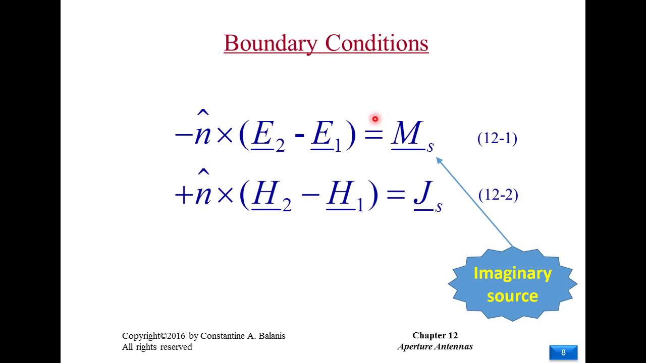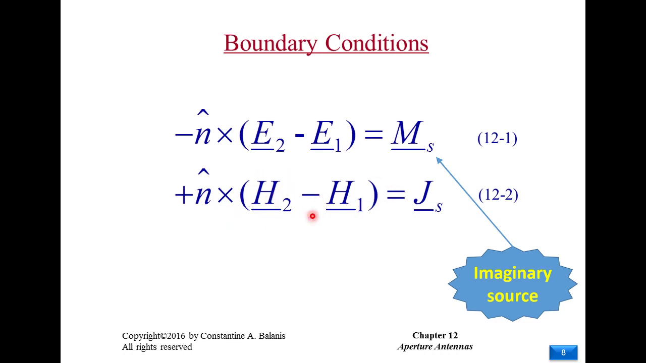And this is the first time we see a definition for a magnetic source or magnetic current. The magnetic surface current is equal to minus N, the normal to the boundary, cross E2 minus E1. Because it's a cross product, we are talking about the tangential component. The normal component will be cancelled out because normal cross normal equals zero. So even though we are writing down the total field, the only part that's going to be used is the tangential component. In a similar way, the electric current source is N cross H2 minus H1.